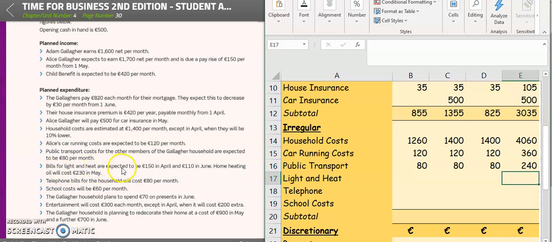The bill for light and heat are expected to be 150 in April, 110 in June, and oil is 230 in May. So they're doing them a little bit differently. So 150 plus 230 plus 110. That gives us 490. Telephone bills, 80 per month.